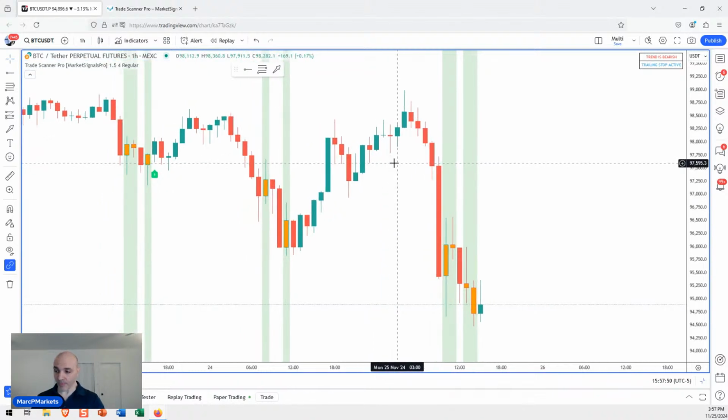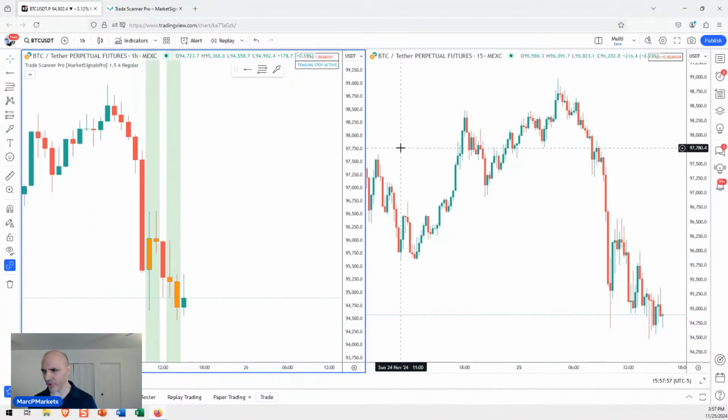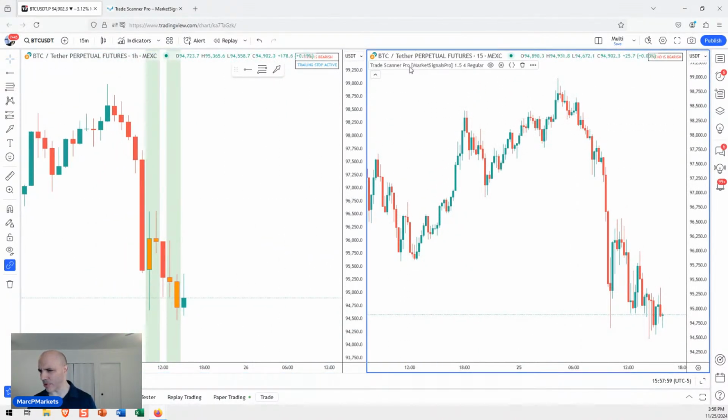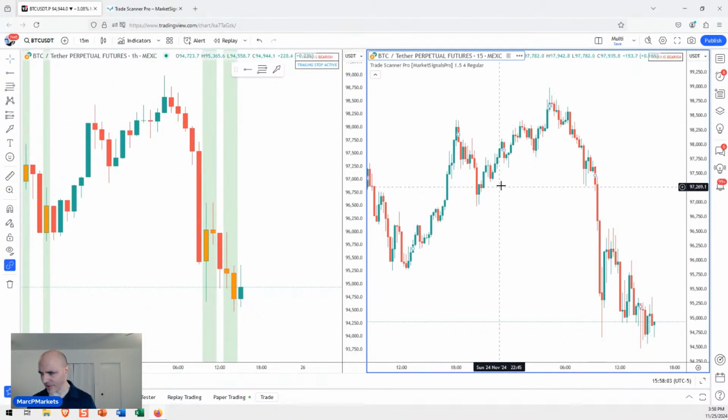So now, this is basically what it should look like when you have it on your screen, right? Now, like I said before, we're going to go to the split screen view here. I've got my Trade Scanner Pro on my 15-minute chart, right? And right now here, there's nothing.